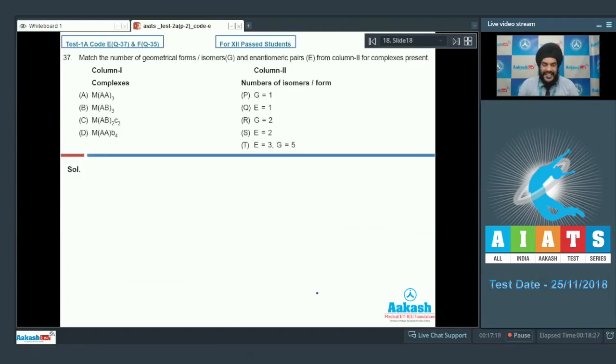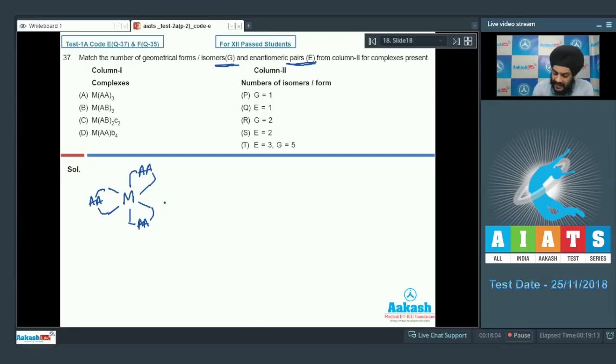Question number 37. Match the number of geometrical isomers, which is represented by the letter G, and the enantiomeric pairs, which have been represented by the letter E, from column 2 for complexes present in column 1. So if I talk about the first complex, which is MAA3, it is a symmetrical bidentate ligand. So we have MAA3. So students, the bidentate ligands can only span the cis position. So they have to be connected at the adjacent positions.